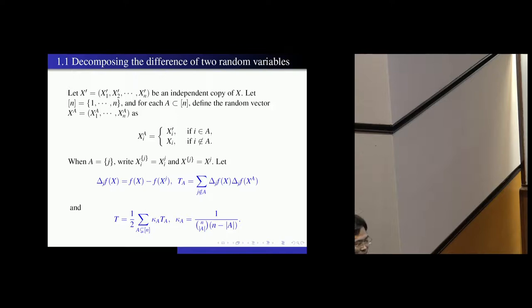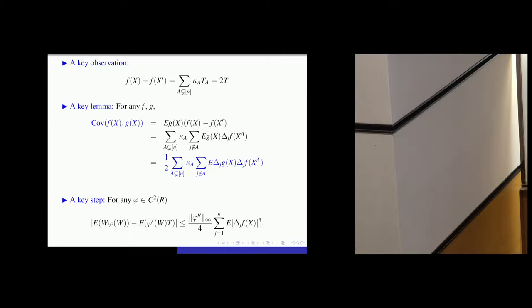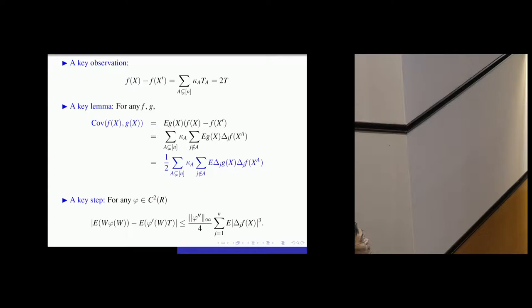So the key observation is that the difference between f(X) and f(X prime), the independent copy, is actually equal to the combination sum of those κ_A and T_A, which is 2 times T. I think that's the main reason he introduced the random variable T here. So put all those together, it turns out the difference is simply equal to that random variable 2T.